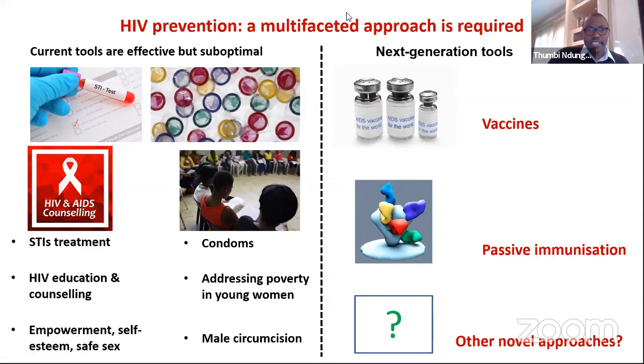But these tools are suboptimal, and we need to be thinking about developing the next generation of tools, particularly ones that have been shown traditionally and historically to be very effective in control of infectious diseases. And some of these, for example, include vaccines. Obviously, we don't have an effective HIV vaccine, but we know from studies of other diseases that a vaccine would have the most significant impact in reducing HIV transmission. And then there are other approaches such as passive immunization, where we can administer, for example, monoclonal antibodies that can prevent infection. And we also need to think about other novel approaches that we can develop to add to the current toolbox in terms of HIV prevention.